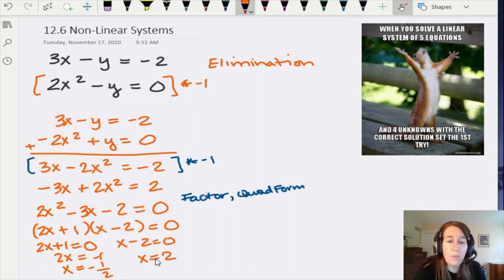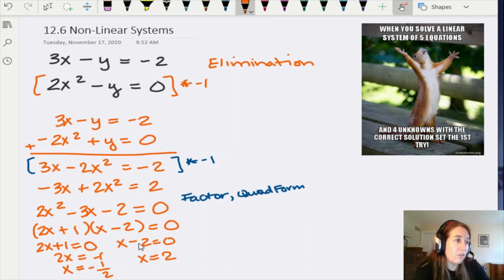Most likely that means we have 2 points where the graph is intersecting, but we do need to plug these x's back into one of the equations and find what the y value is. Okay, and really we should probably plug it back into the other equation too and make sure it works in the other equation, because it probably will in this case, but sometimes you may get what's called extraneous solutions.